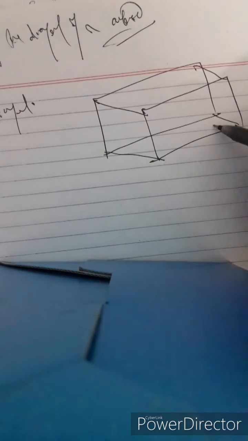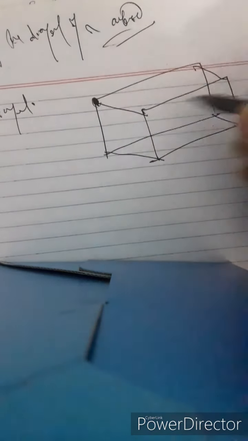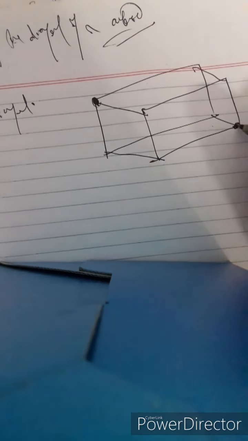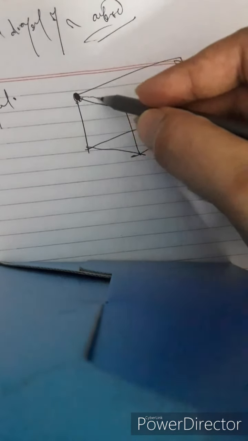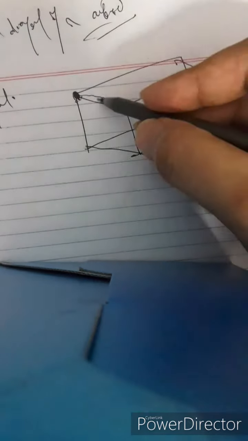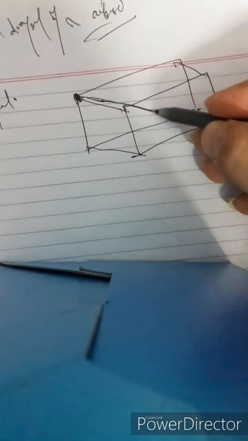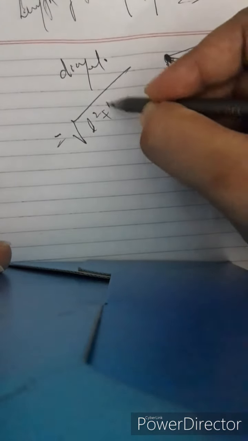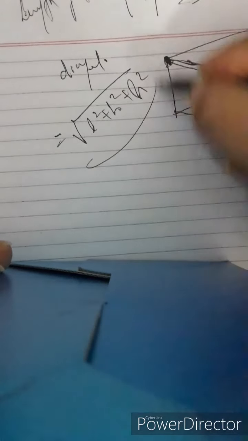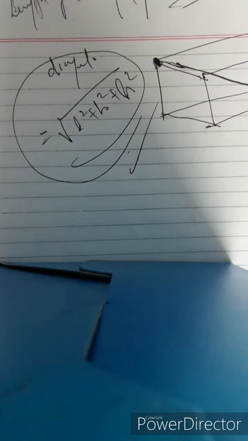Diagonal is joining this portion and this portion, the outer edge to the backward edge of this becomes the diagonal of the cuboid, this line. So the length of its diagonal becomes equal to the square root of length square plus breadth square plus height square. Just remember this formula, the root under L square plus B square plus H square. You have to remember this formula.